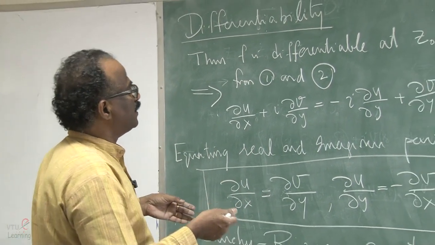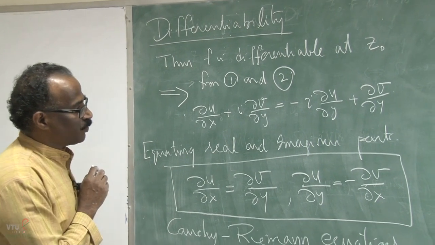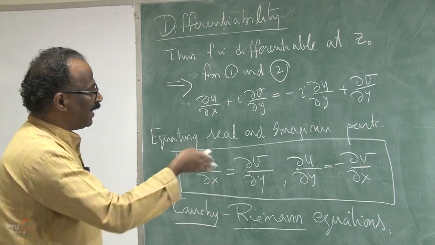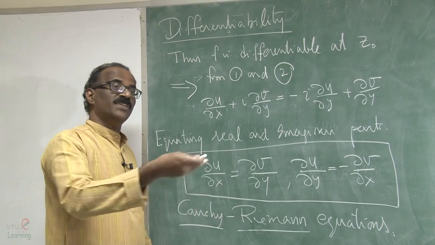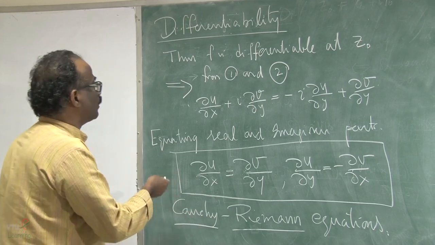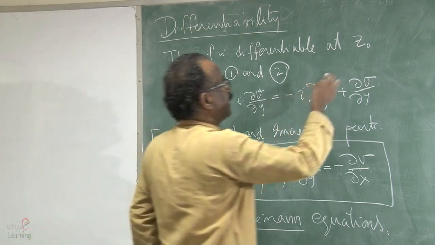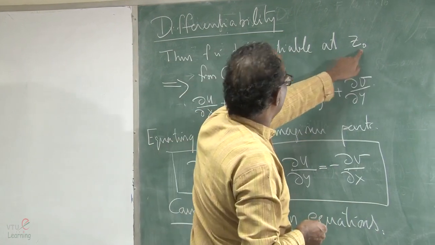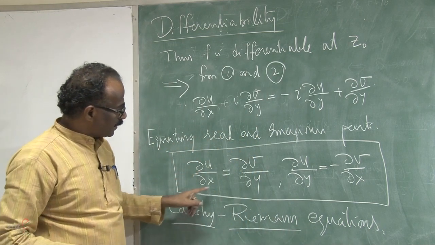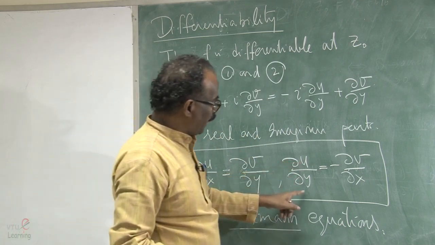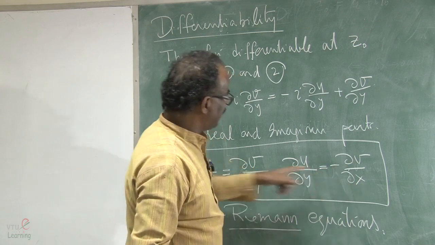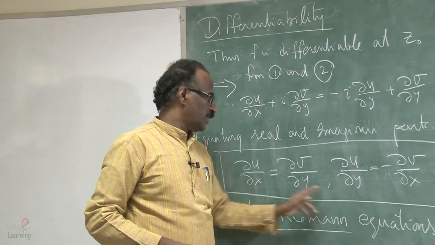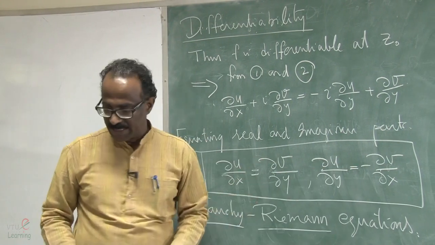Using those directions, we derived an important set of equations called the Cauchy-Riemann equations, which relates your real and imaginary parts in terms of their partial derivatives. That means if f equal to u plus iv is differentiable at a point z naught, then du by dx is equal to dv by dy, and du by dy is equal to minus dv by dx. Because there are two unknowns u and v, this is a system of partial differential equations with the two independent variables x and y.